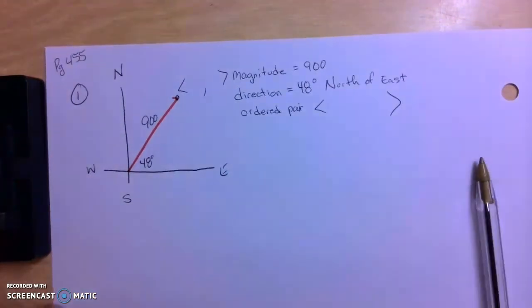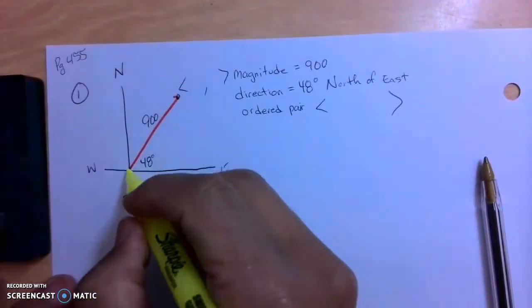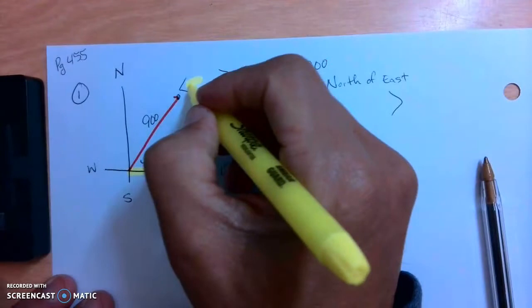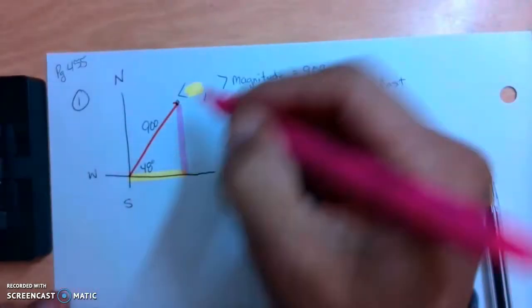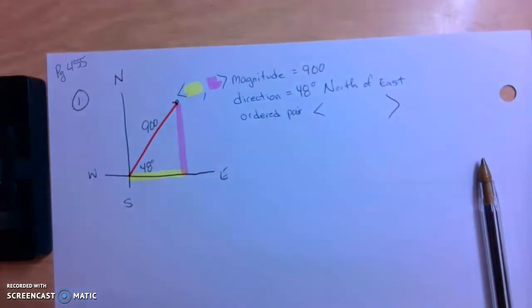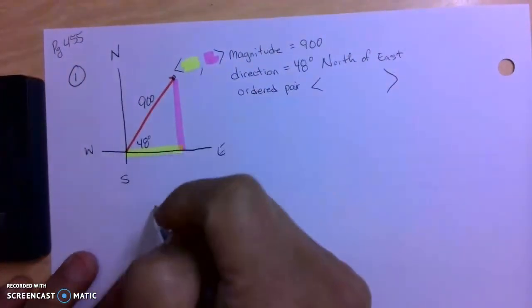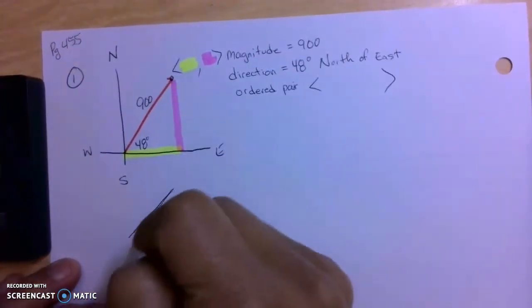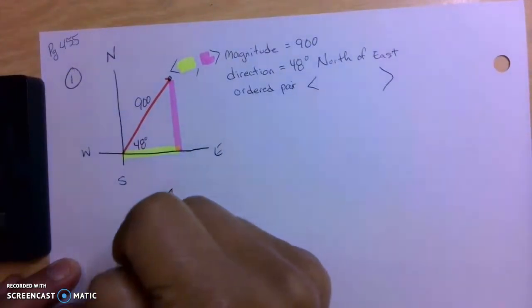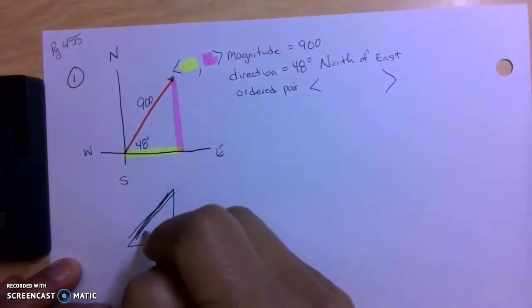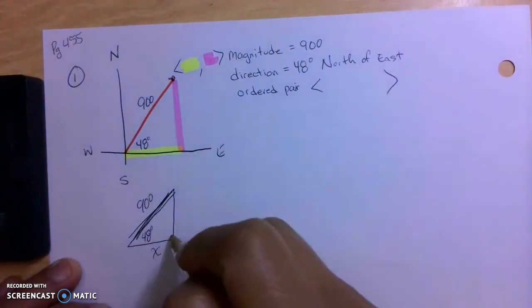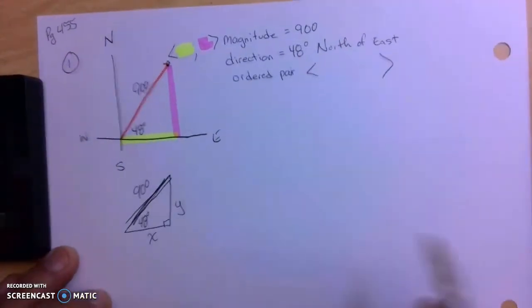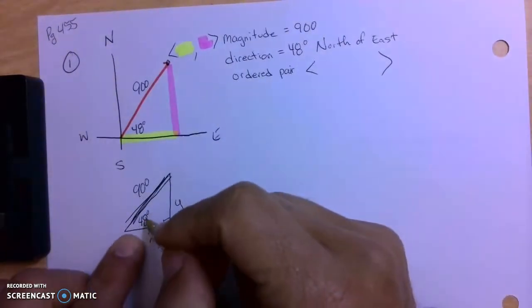Okay, so we need to figure out 2 things. We've got to figure out how far it moves left to right, that will be x, and how far it moves up and down, which would be y. And if you notice, we just created a right triangle there, and we're going to use that right triangle to help figure out the x and the y here. This is 48 degrees, this is 900, my triangle is horrible, that's x, this is y, and we're going to use sine, cosine, and tangent.